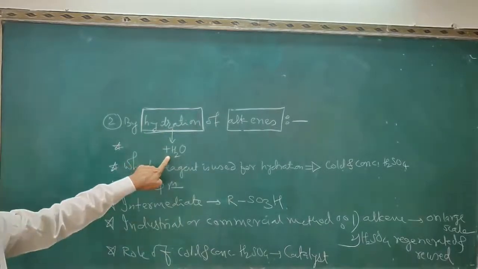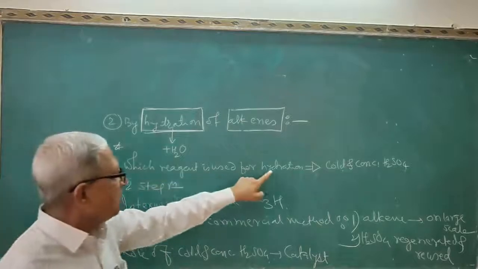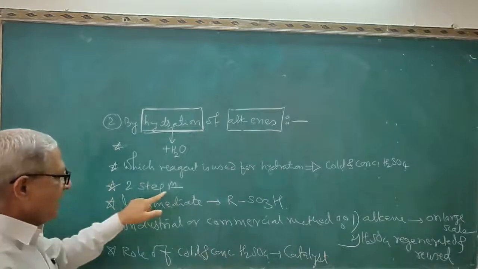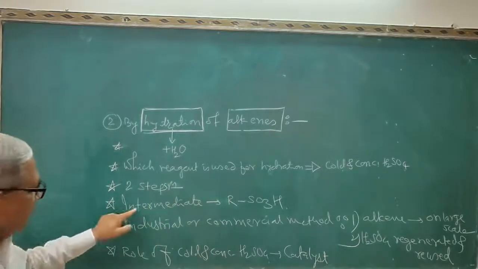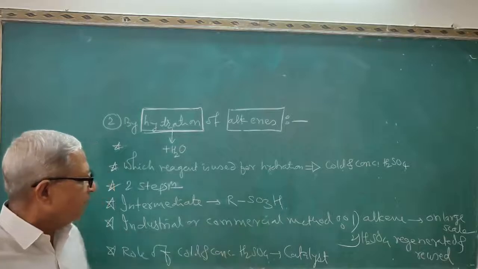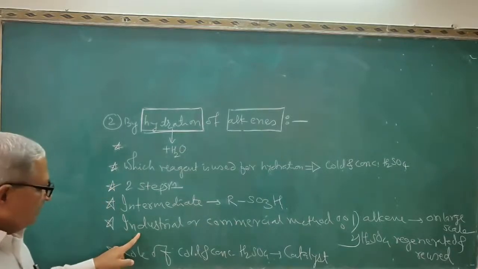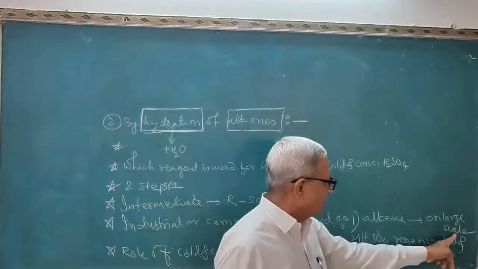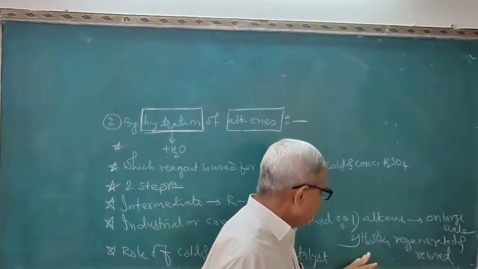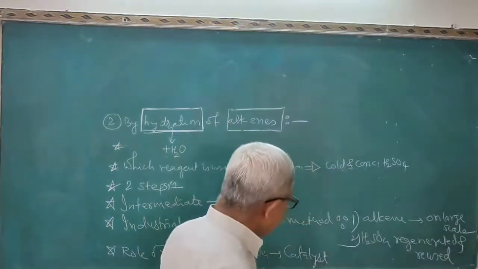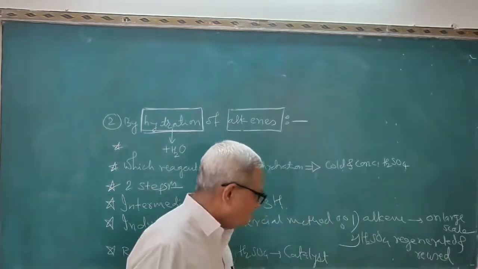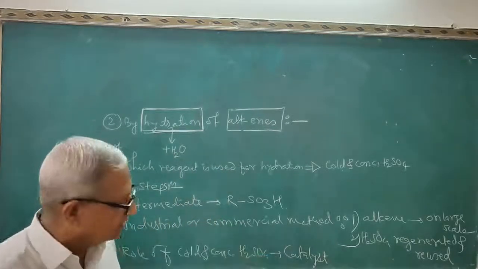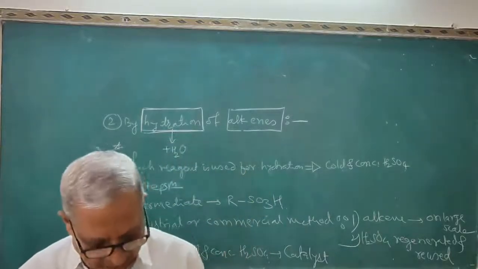Hydration means addition of water. Which reagent is used for hydration of alkenes? Cold and concentrated H2SO4. It is a two-step reaction. The intermediate is alkyl hydrogen sulfate. It is an industrial or commercial method because of two reasons: alkenes are available on a large scale, as a petroleum product, and H2SO4 is regenerated and reused. I will explain the second point in the reaction. The role of cold and concentrated H2SO4 is a catalyst because it is regenerated in the last stage.